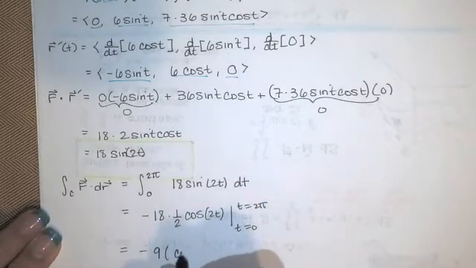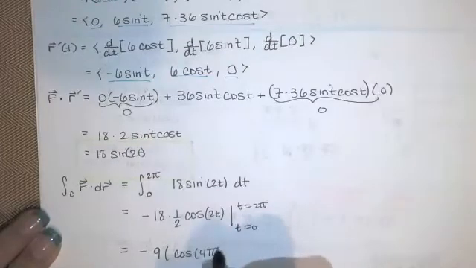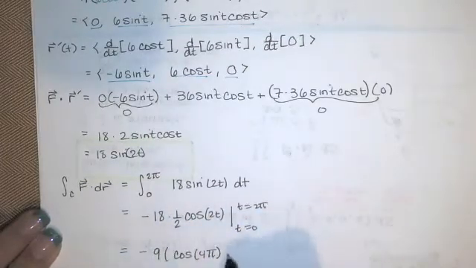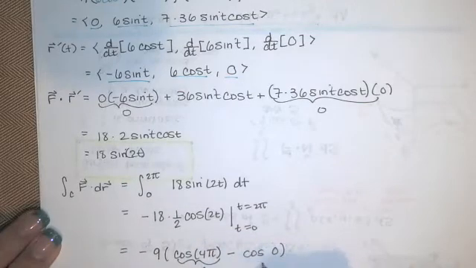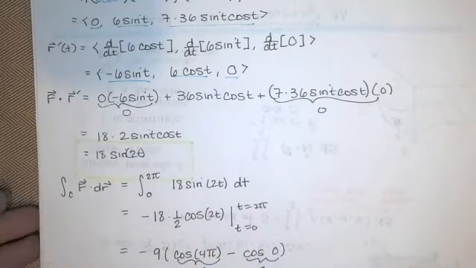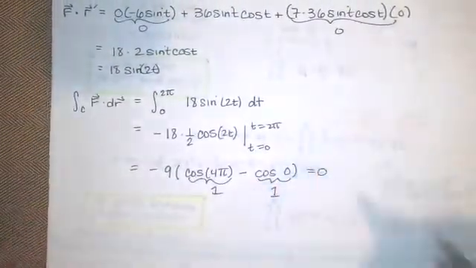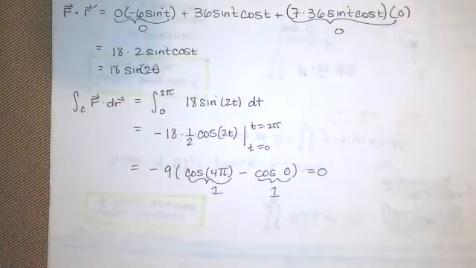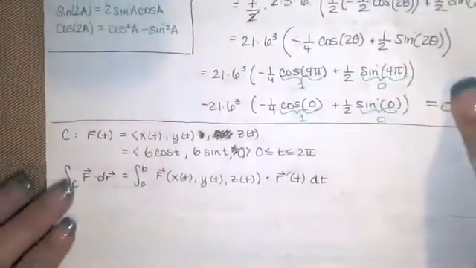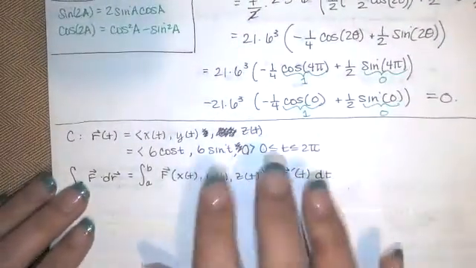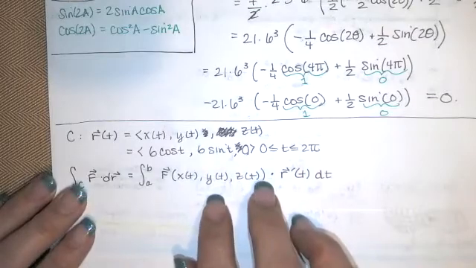So we get -9 times cosine of 4 pi, factoring out that -9, minus cosine of 0. So you get 1 minus 1, which is -9 times 0. So we get 0. That was actually not that bad. And we really didn't need Stokes' theorem in order to evaluate that line integral.